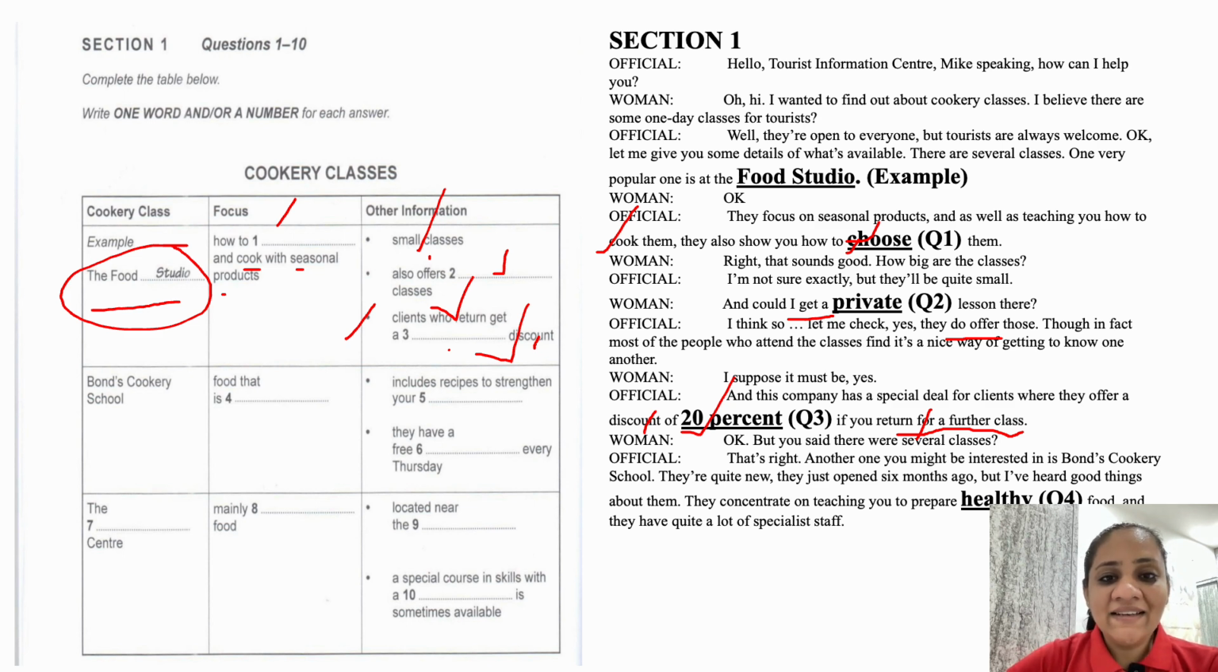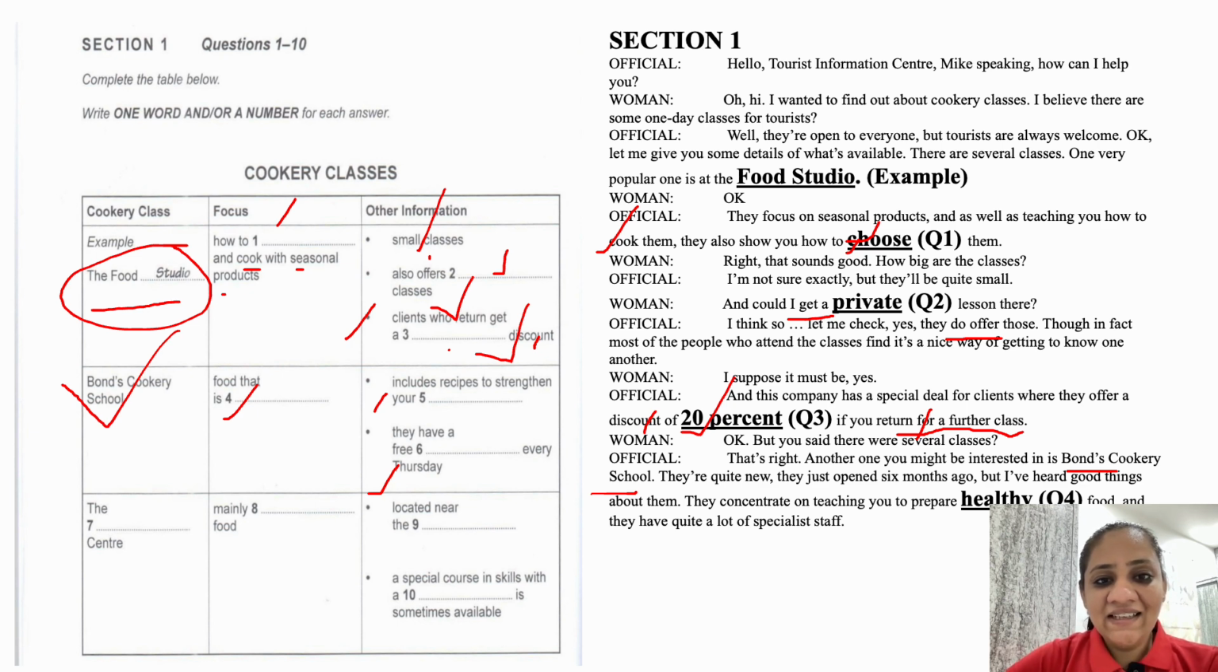Okay, but you said there were several classes. That's right. Another one you might be interested in is the Bond's Cookery School. So see, Bond's Cookery School, we'll note the keyword, this is our keyword for questions 4, 5 and 6.